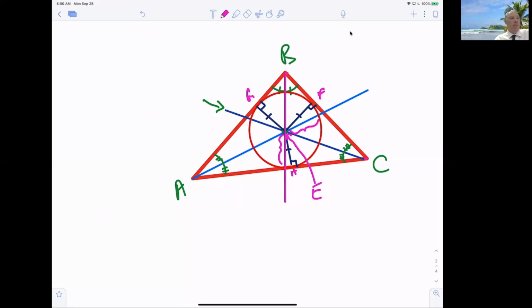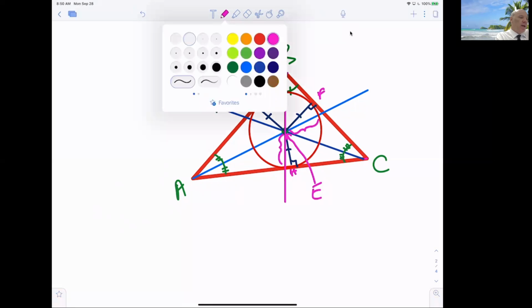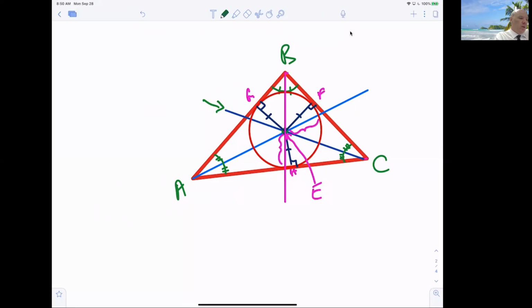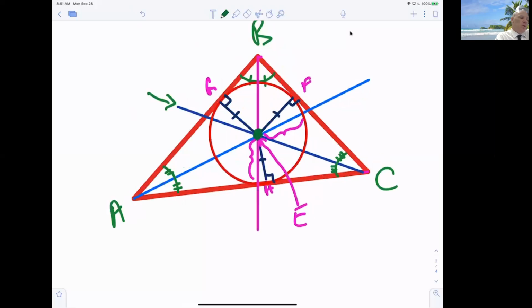Yes, ma'am. The G, F, and H. Okay, so I'm happy with your explanation. Watch. See what you're hearing. This point that I called the incenter, that is equidistant from the sides, right? Now notice what I did.